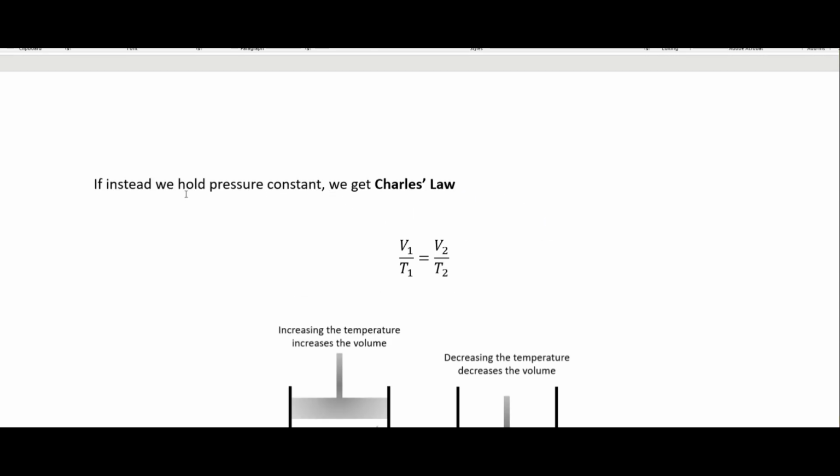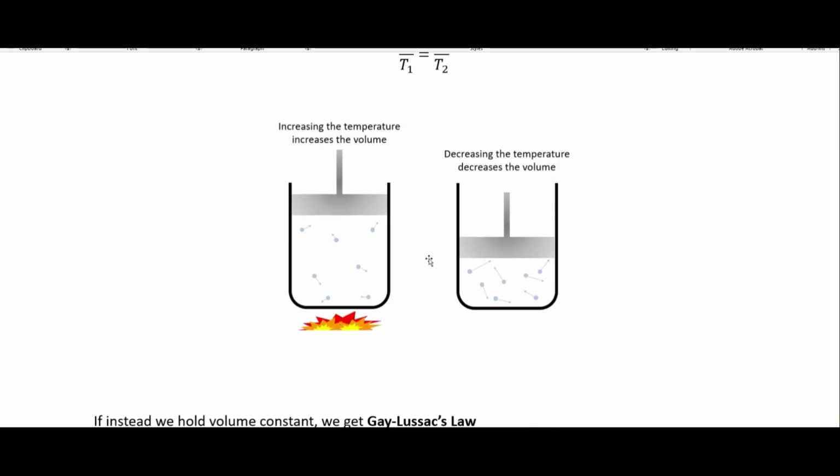But if instead we hold the pressure constant, then the combined gas law would yield us what's called Charles's law, which is just V1 over T1 equals V2 over T2. And so we can see that if we heat up the gas, for instance, this is going to increase the volume, whereas if we cool down the gas, this is going to reduce the volume. You may have noticed this, for instance, in the winter, that your tires become less inflated. This is because they're cooling down. This is going to reduce the volume inside your tires.